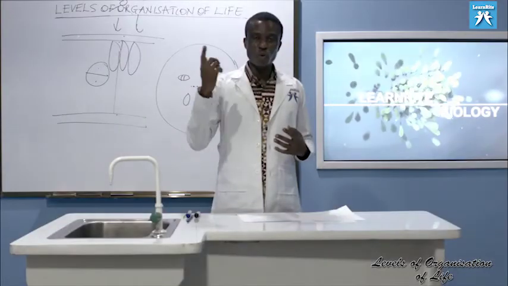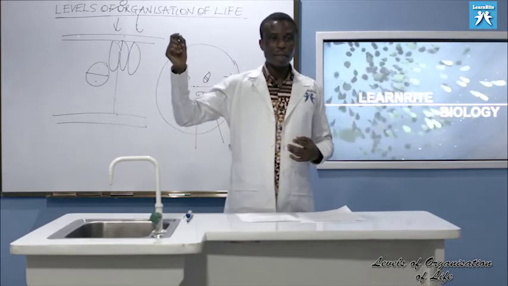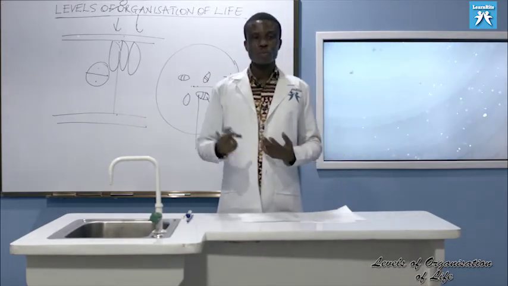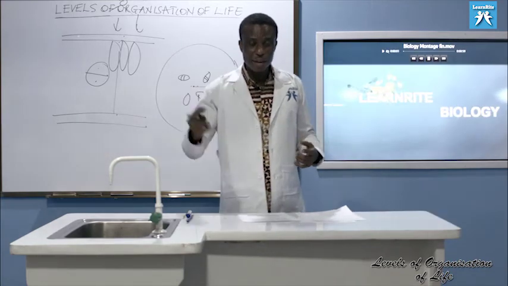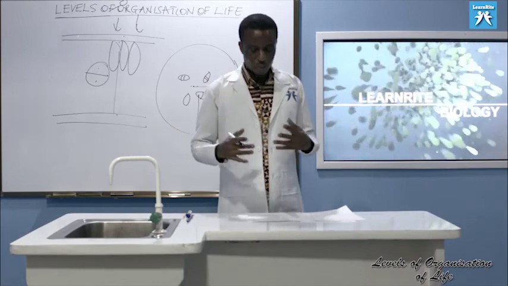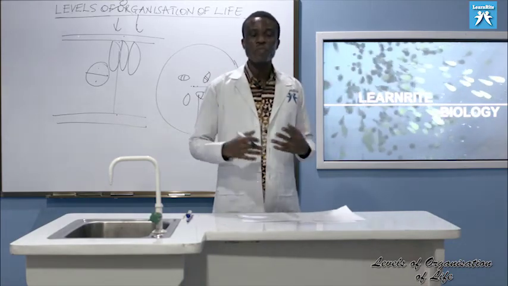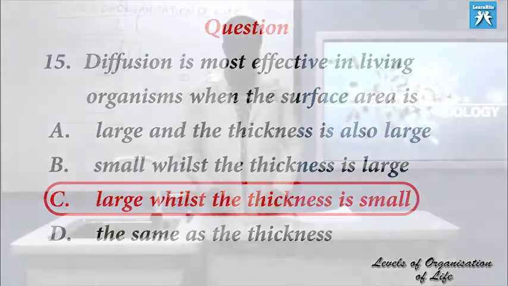Surface area to volume ratio. Surface area on top, then volume below. So the surface area is relatively larger than the thickness. This is what we mean by large surface area. So C is the answer.